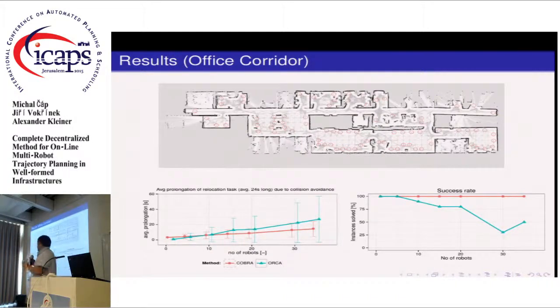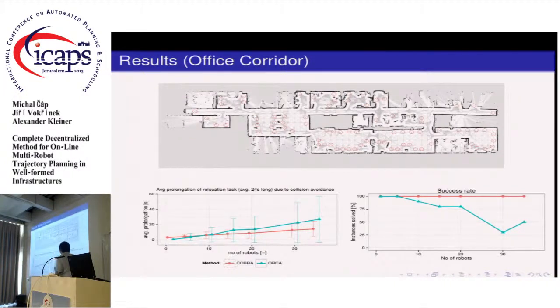We have compared our approach, that is, we plan a trajectory for the robot after each relocation task using our approach, versus the reactive approach. That is, we just plan the shortest path to the destination, and whenever we detect a conflict, we use ORCA, which is the state-of-the-art reactive approach, to resolve the conflict.